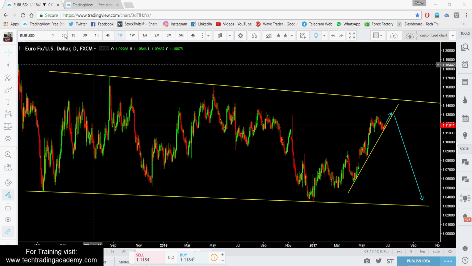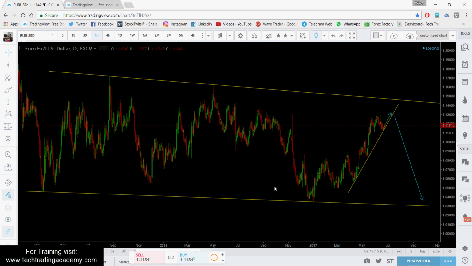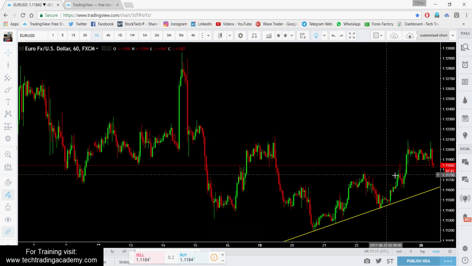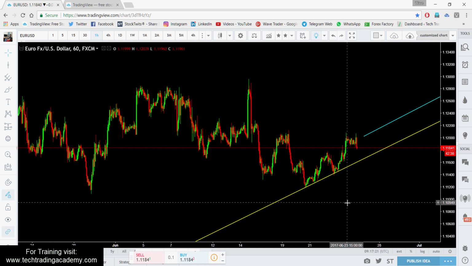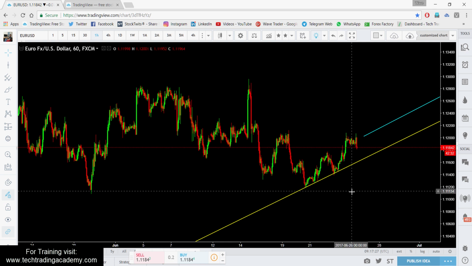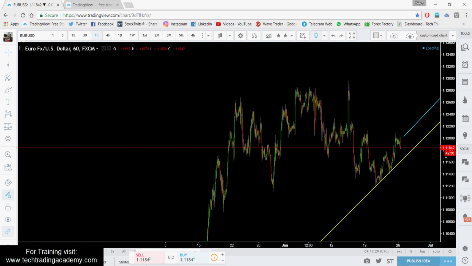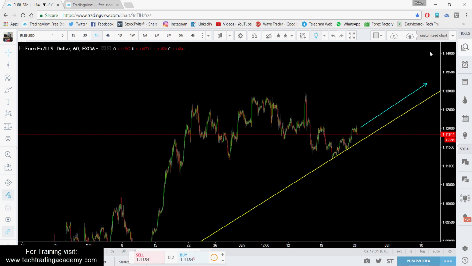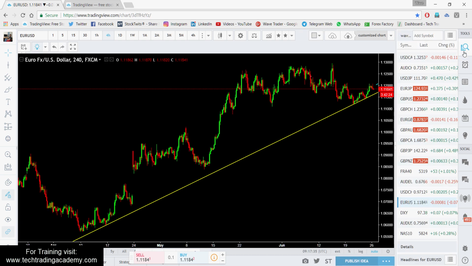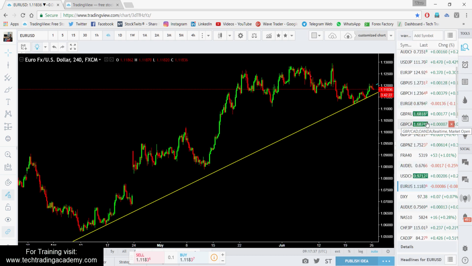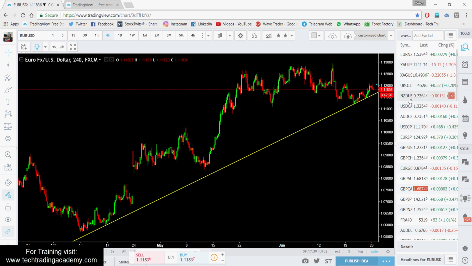Okay, so one more up move is possible the way I have just shown you on other pairs. I'm less interested in this pair for short-term trades, the trades I have shown you on dollar index and USD CHF. All right, so we'll track this pair, EUR/USD, throughout the week. So, dollar index and New Zealand dollar.